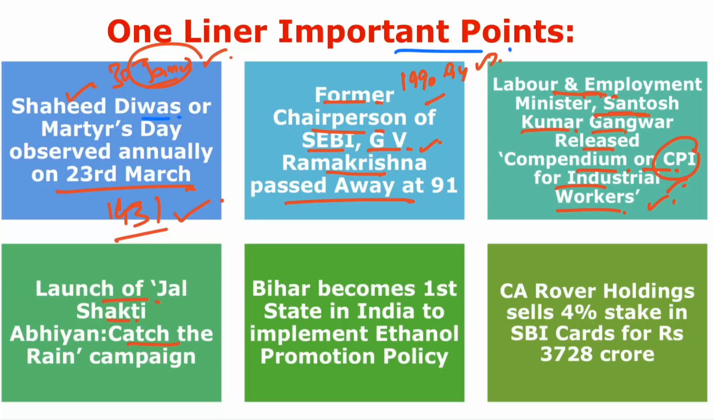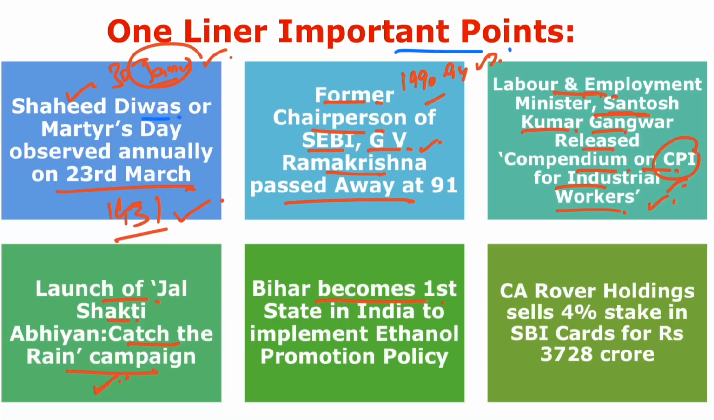Next is the launch of Jal Shakti Abhiyan Catch the Rain campaign. This is very important, but we covered this question in the 23rd of March news, that this campaign was launched by Modi ji on World Water Day, which was celebrated on the 22nd of March. And what is the theme of this campaign? The campaign theme is catch the rain where it falls, when it falls. So this is the theme of the campaign. The main objective is to create rainwater harvesting structures suitable for the climatic condition and ensure proper storage of the rainwater.